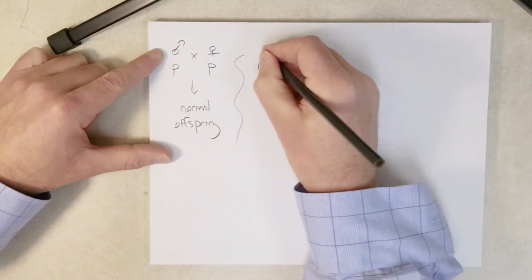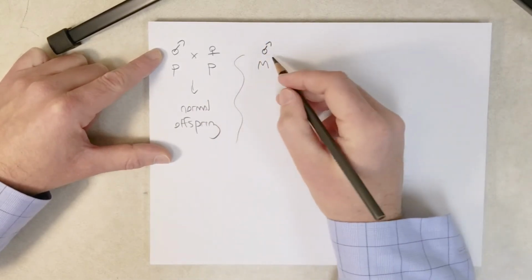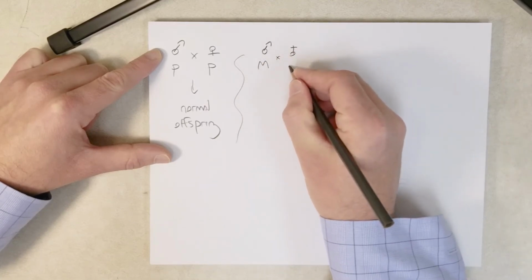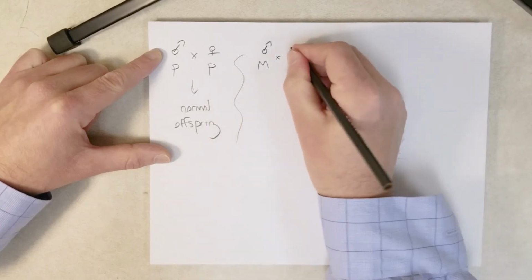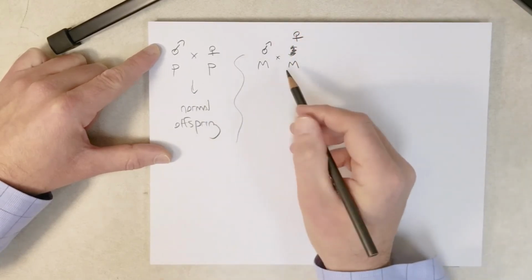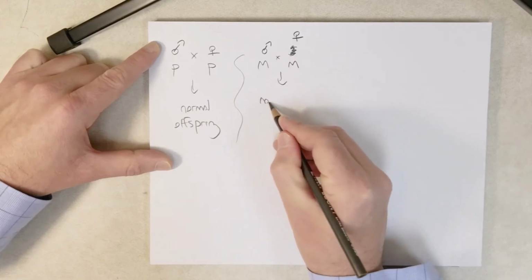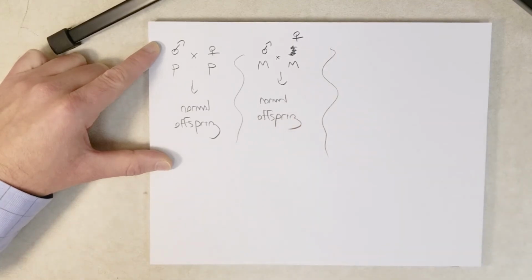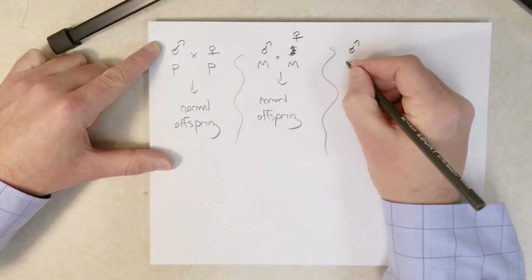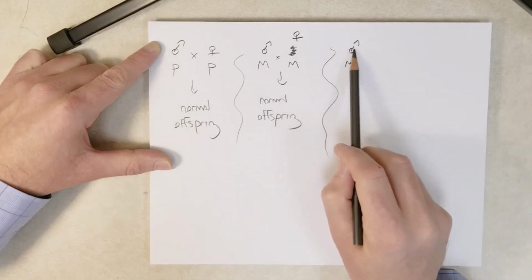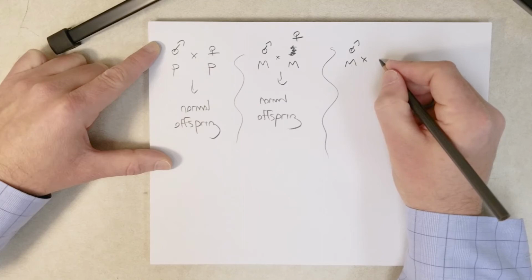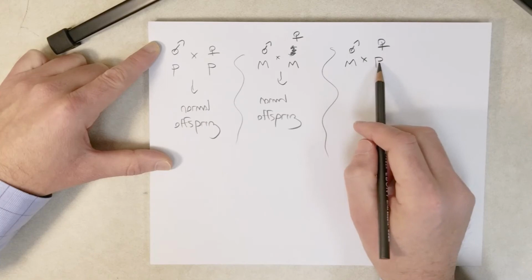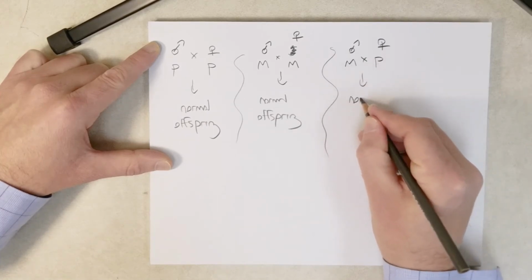Now the same thing happens with M flies. So you take a male from the M strain, and a female from the M strain. I don't know why I put that backwards. I don't think that's a real symbol. Offspring are normal. Now, we take a male M, we do a hybrid cross here, we make hybrid offspring. The female is from the P strain. Offspring are normal.